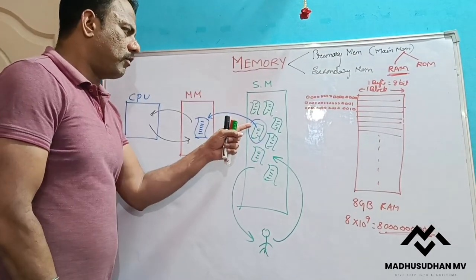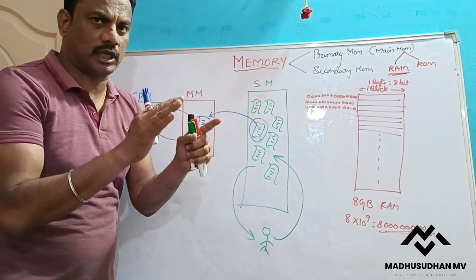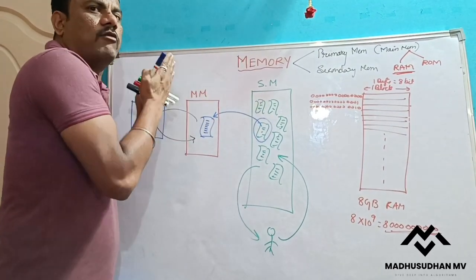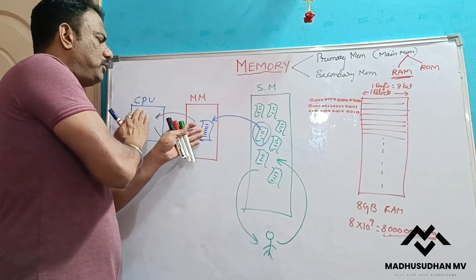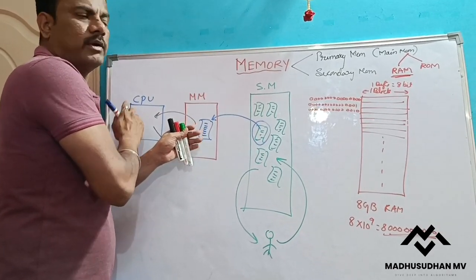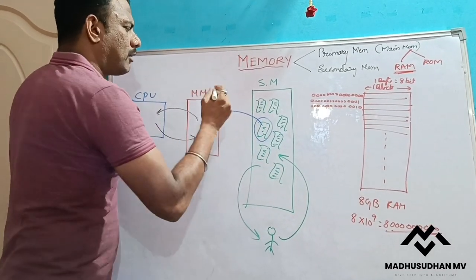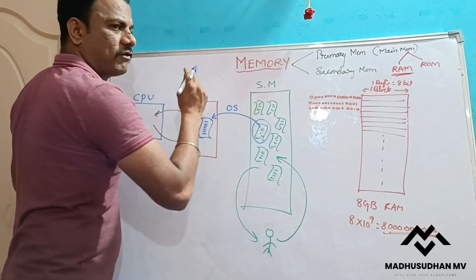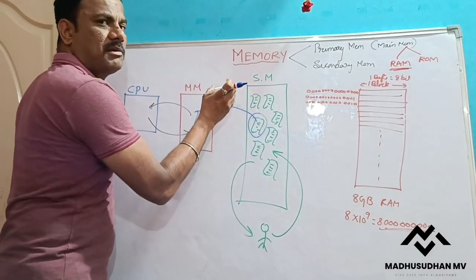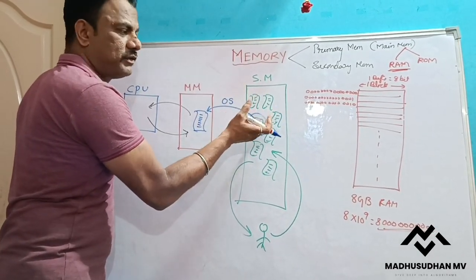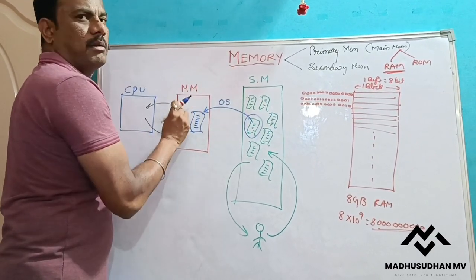Whatever files are in the secondary memory, whenever we want to execute, that should be in the main memory. Why? Because from main memory the CPU can take, and the CPU is performing all the operations. So who is bringing from secondary memory to main memory? That will be done by your operating system. Whichever operating system you have installed, that operating system is responsible for transferring all the data and files from the secondary memory to the main memory.